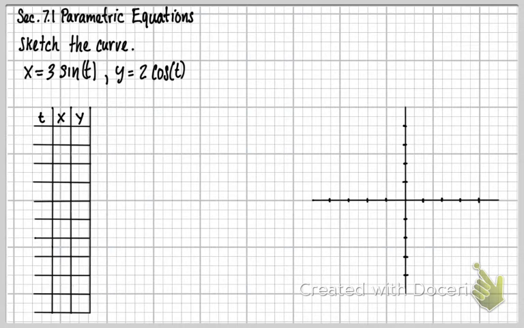So now I'm going to pick values that relate to cos of t and sine of t. So I'm going to pick 0, pi over 4s. So those are the values I'm going to pick here.